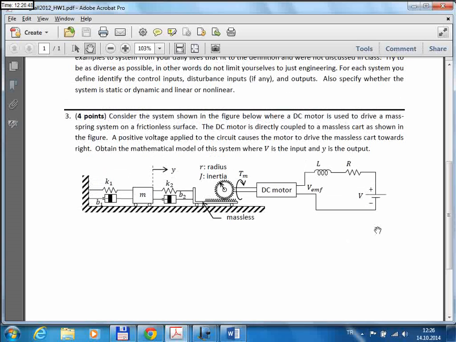So we have the same electric motor as before, and then we get the torque. But this time, torque is used to move a cart back and forth, and this drives this spring mass damper system here.